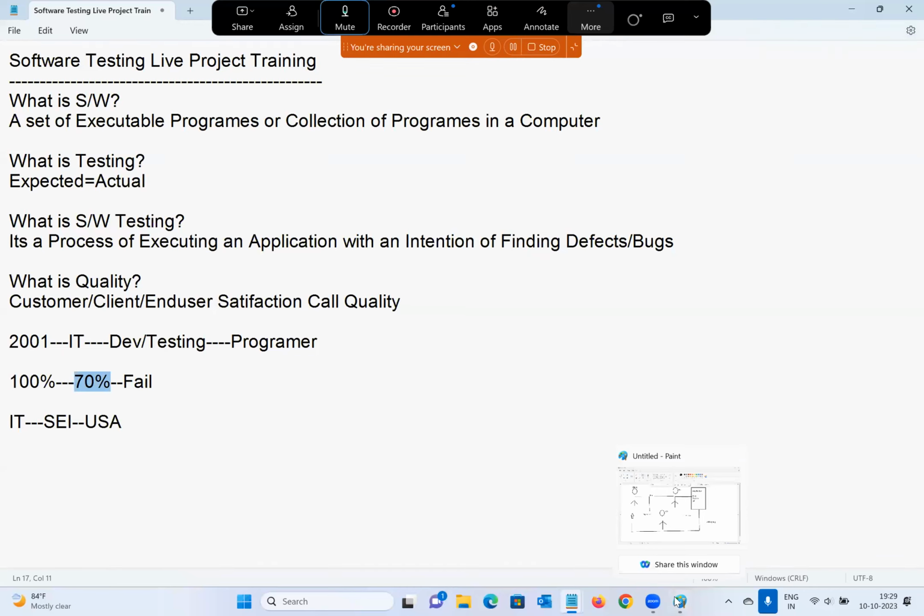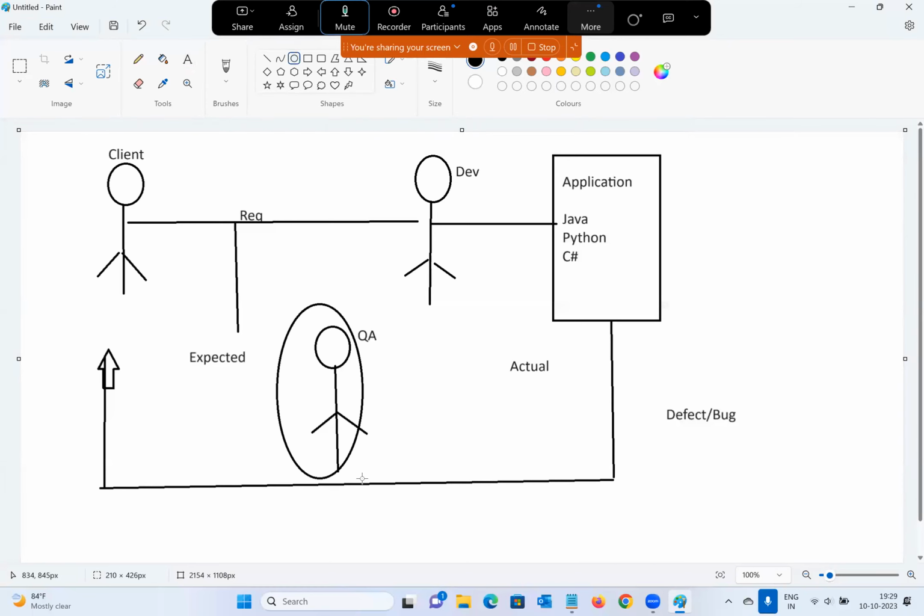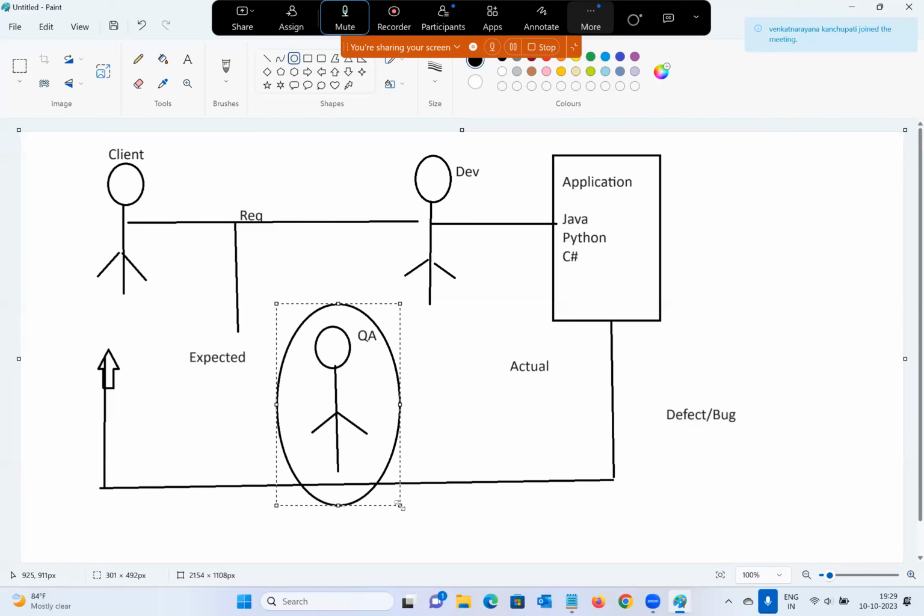definitely you have to introduce a separate person as testing engineer into the IT market. Understand my point, everyone? If you want to stop 70% of failure, you have to maintain a separate team called testing engineers. You know, from 2001 onwards, the testing engineer role and responsibilities started in IT companies.